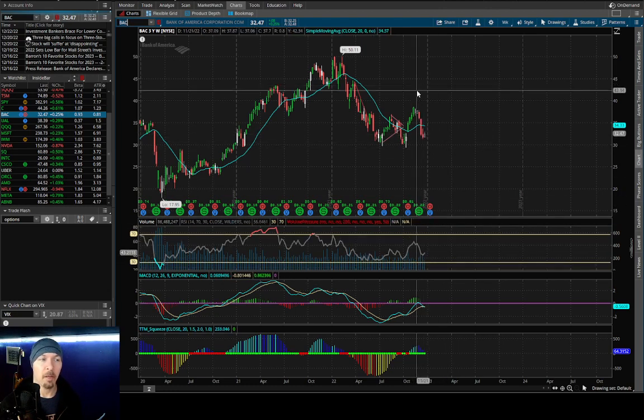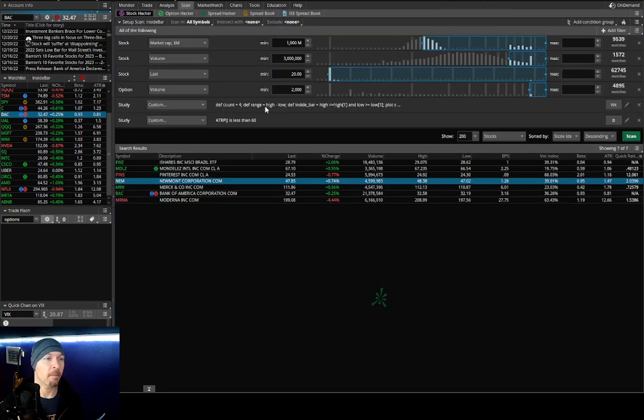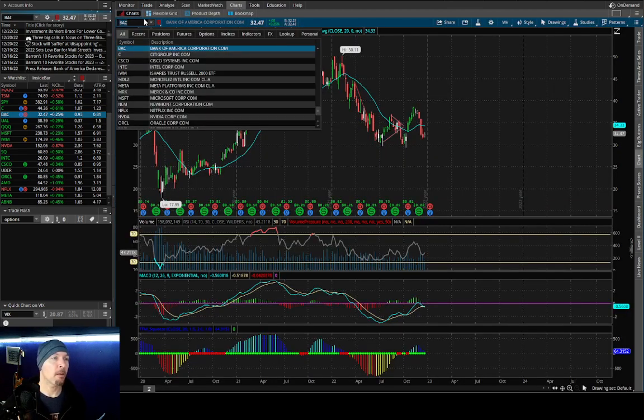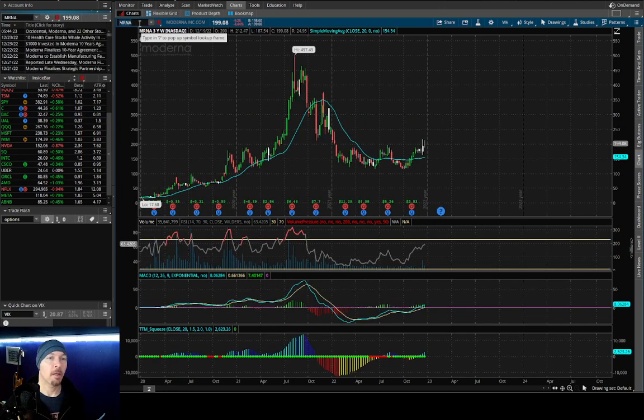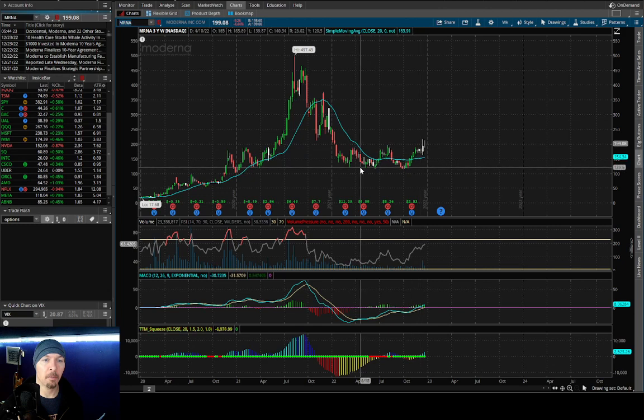But not massive volume on either of those either. So yeah, let's see, and one more. Look at Moderna, mRNA. Okay, so these guys are looking a little bit more bullish.